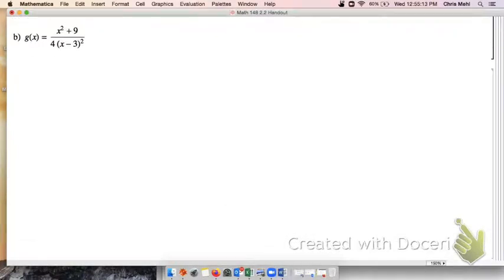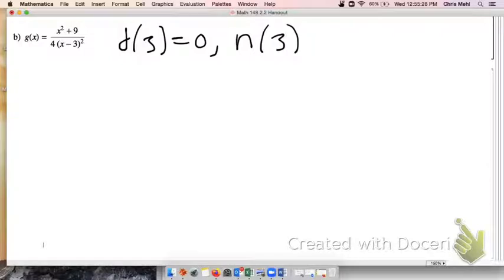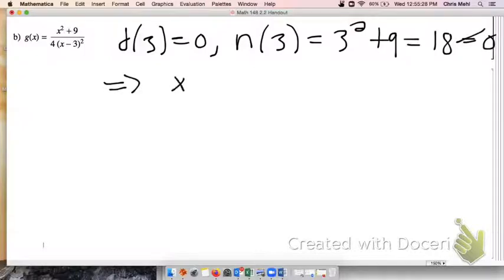Part B, g of x is x squared plus 9 over 4 times x minus 3 squared. Now, I want you to notice that if d represents the denominator, d of 3 is equal to 0, but if n is the function in the numerator, n of 3 would be 3 squared plus 9, you get 18, which is not equal to 0. So that theorem tells me that x equals 3 is a vertical asymptote.